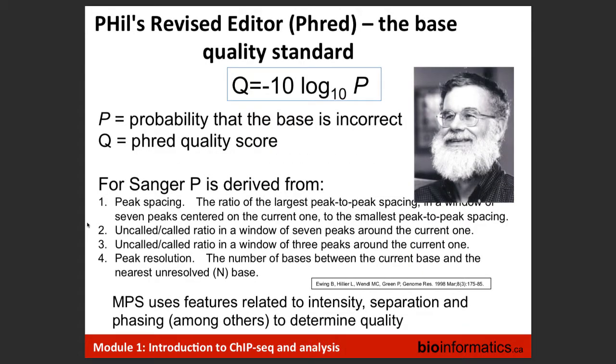Okay, the other thing that's important to remember is that we encode base qualities using this log transformation. It's essentially a probability, and this is the Q score, the base quality score. The original base quality or Phred score comes from Phil's Revised Editor, so that's where the name Phred comes from. This was developed as part of the Human Genome Sequencing Project. When we started sequencing genomes in anger to generate the human genome, we needed a way of encoding quality into the bases. How do we know that that base call is of any quality?